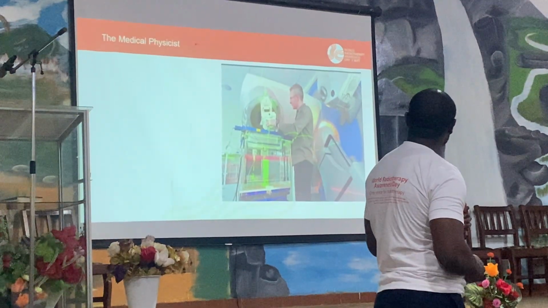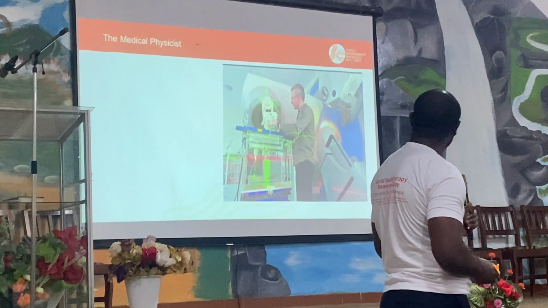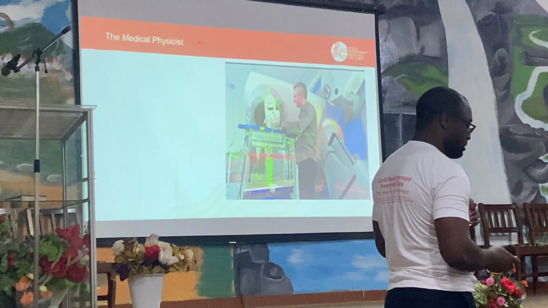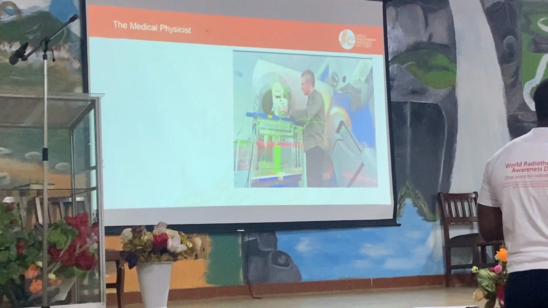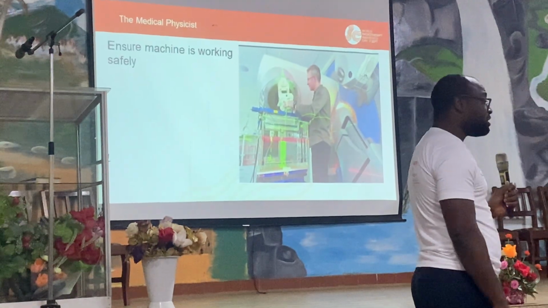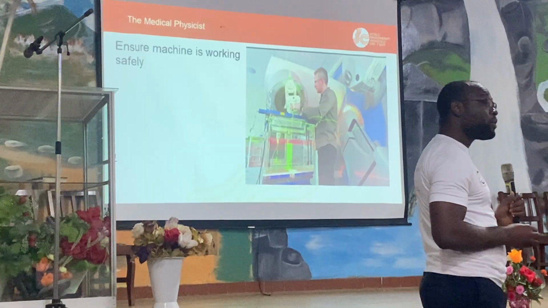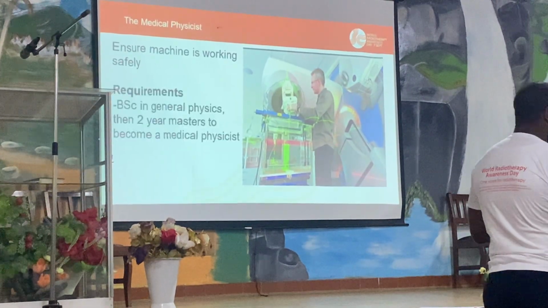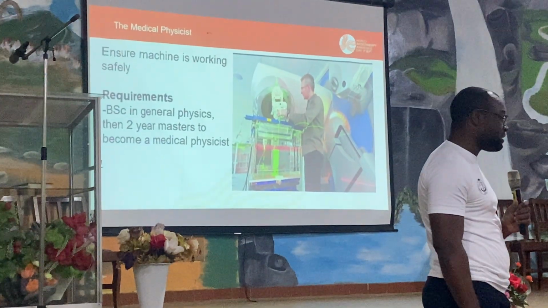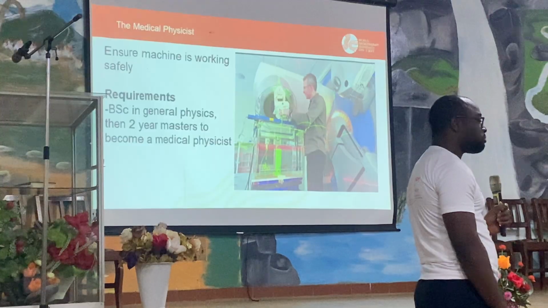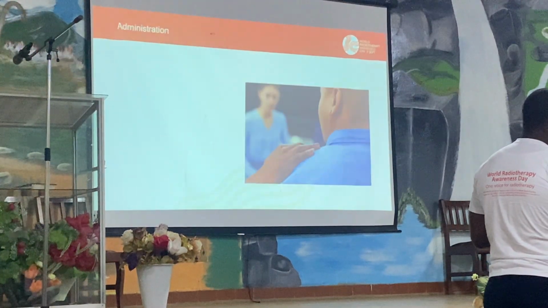While the medical physicist is the one who ensures that the machine is functioning optimally and safely, so that we are not overdosing the patient or underdosing the patient. And to qualify as a medical physicist, you need a BSc in general physics. And then you go to the university to spend 2 years and obtain a master's to become a medical physicist.